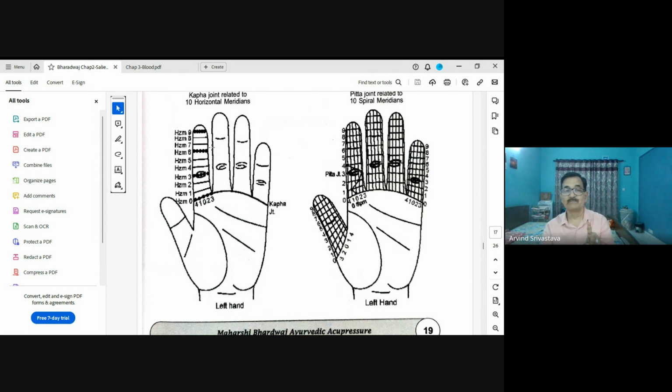You can see here this one. This is the horizontal meridian: 0, 1, 2, 3, with 3 on the middle joint, that is the Pitta joint, and 4, 5, 6, with 6 at the Vata joint, and 7, 8, 9.